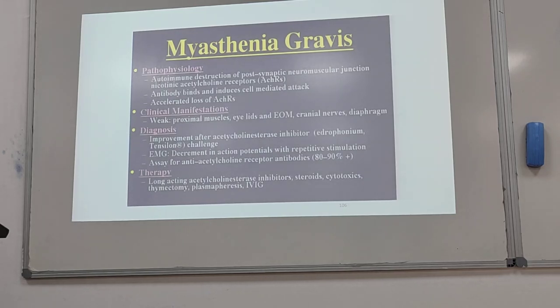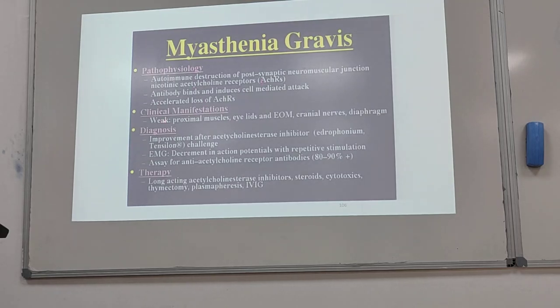Pathophysiology means what goes wrong. Pathology means ilmul amrad. Physiology means wazaiful a'dha. Pathophysiology means what disease makes the physiology wrong. What is the physiology? Acetylcholine. Action potential. Release of acetylcholine binding with the receptors, making action potential. What is the pathology? Autoimmune destruction of postsynaptic neuromuscular junction nicotinic acetylcholine receptors. Antibody binds and induces cell-mediated attack. Accelerated loss of these receptors.